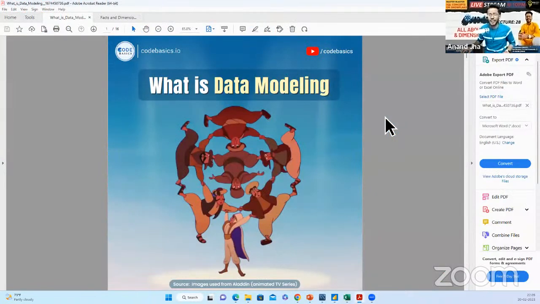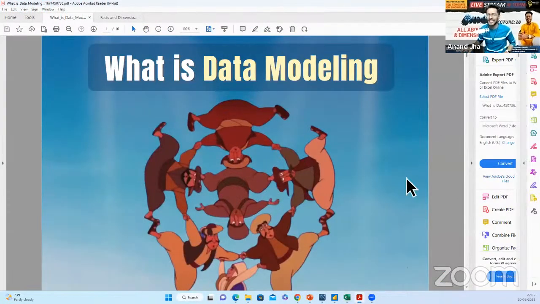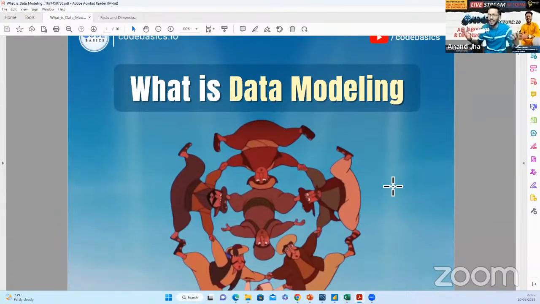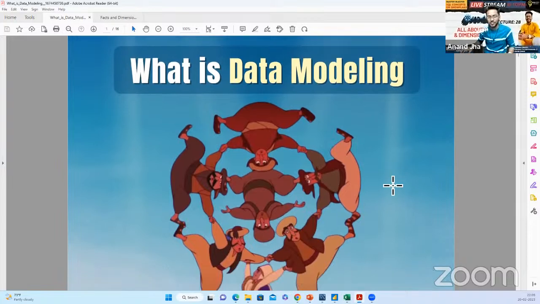Now, I found a very interesting PPT which has been shared by Code Basics. I really liked the way they have represented this. It is very easy to understand what facts and dimension tables are, and what data modeling is all about, through this visual interpretation. You're going to love this explanation. After this class, you'll have a completely crystal clear understanding of facts and dimension tables.